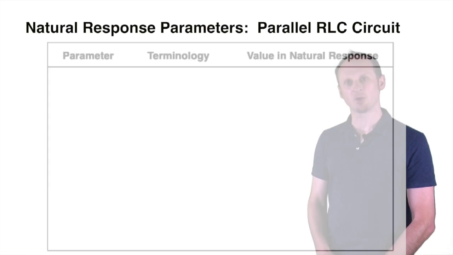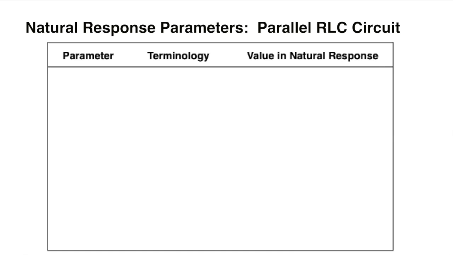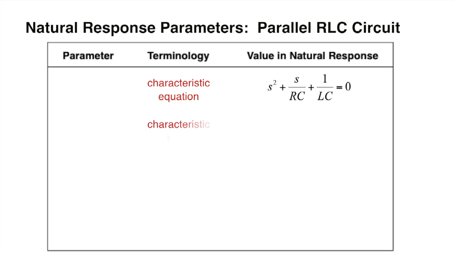Okay, let's introduce some terminology here. The characteristic equation is obtained by setting all of the independent sources to 0 and replacing the derivative by s and the second derivative by s squared. And for the natural response, it looks something like this for the parallel RLC circuit. The next terminology we will introduce are the characteristic roots, S1 and S2, and they're the solutions to this quadratic equation.